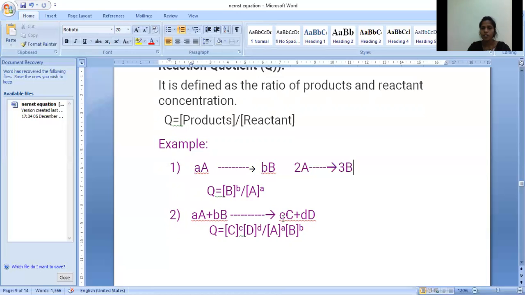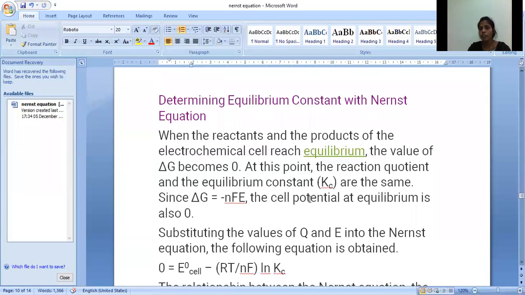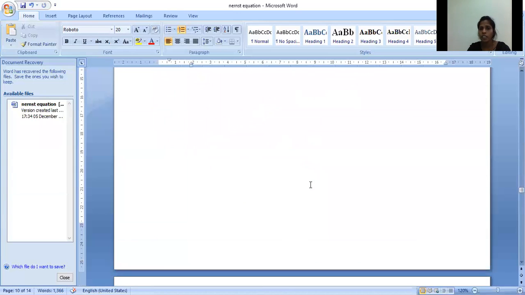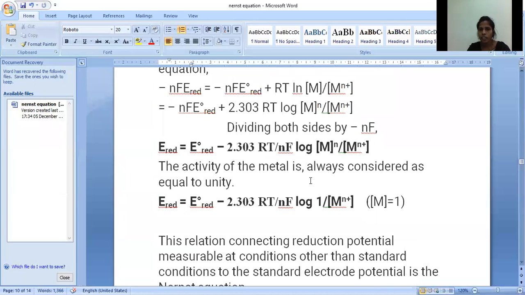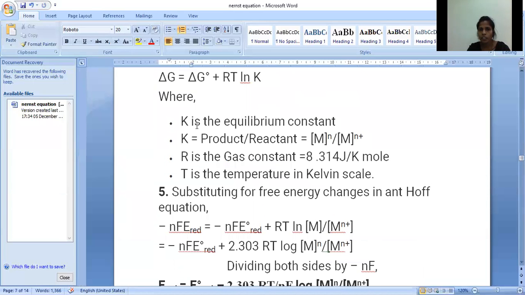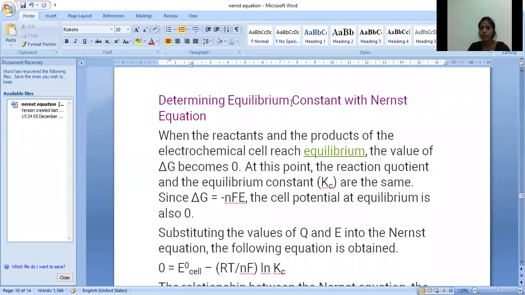Yes. So now let us see the determination of equilibrium constant with the Nernst equation. So we can find the equilibrium constant. So what is the symbol of equilibrium constant? Equilibrium constant symbol is K. So here we have seen the K value. So this is K, that is the equilibrium constant. So let us derive the equilibrium constant value by using Nernst equation.